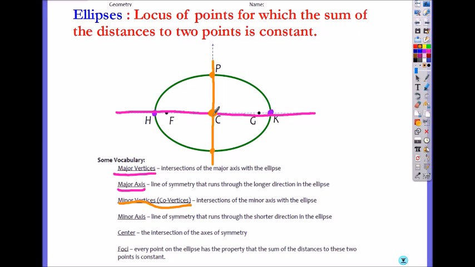And the points that give the sum of the distances to every point, we call them focus. If it's plural, we call them foci.